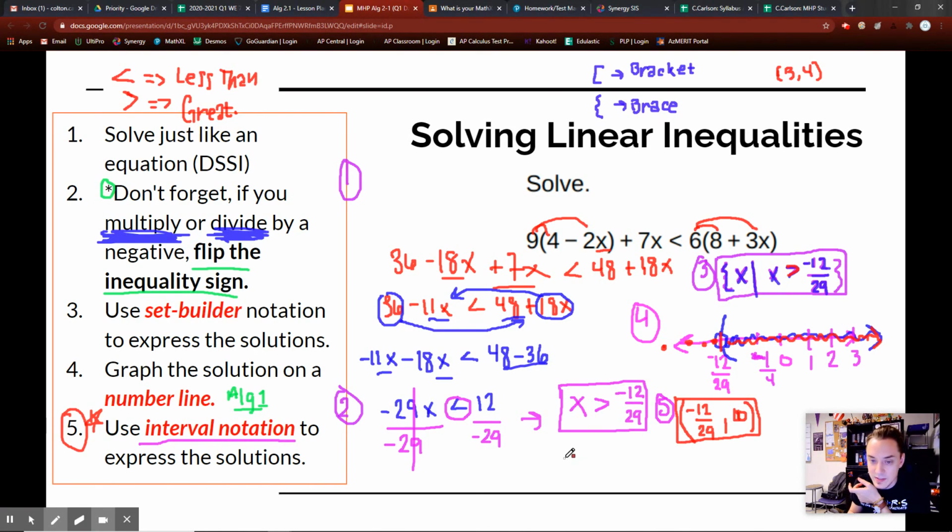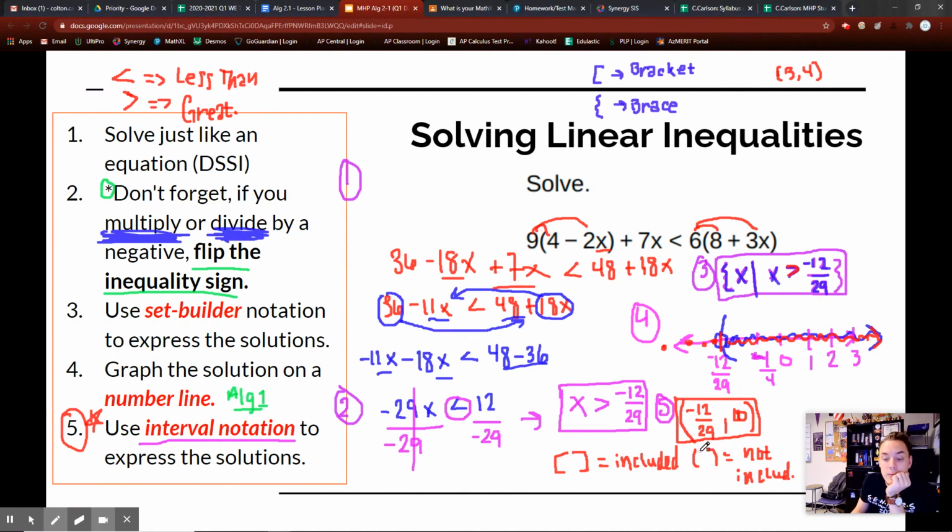Now, why am I using parentheses? What's the significance of this? I'm going to put it as a little note here. If I use brackets here, which I didn't, that means that it is included. If I use parentheses in my domain interval notation, that's what we just did, interval notation, this means not included or not equal to. And I'm going to abbreviate here and just do include.